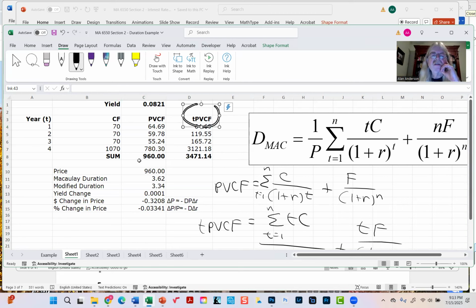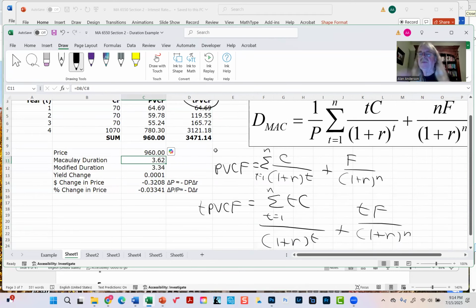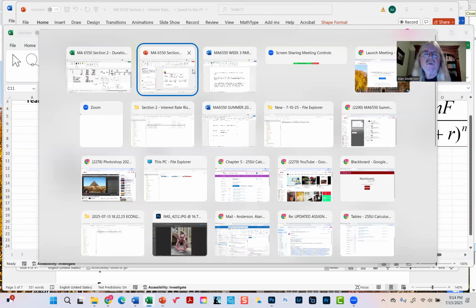So here is the denominator, or the price of the bond, and here are the time-weighted cash flows. That ratio is what you're seeing right here, 3.62 years. That's the Macaulay duration of this bond. Now, again, remember, the way this is set up, the higher the Macaulay duration, the more sensitive the bond is to changes in interest rates. So now it turns out that the modified duration can be done two equivalent ways.